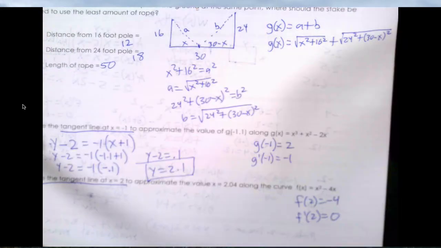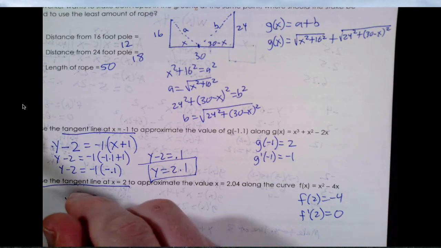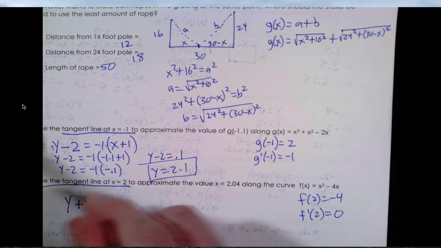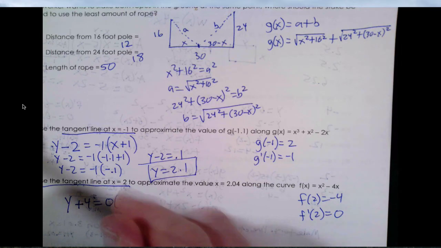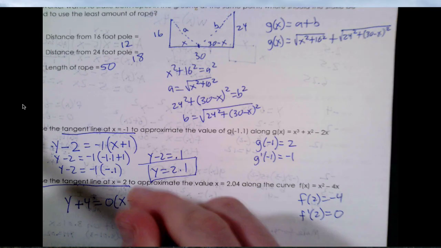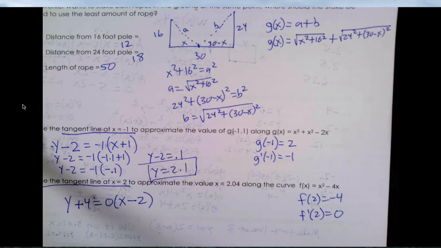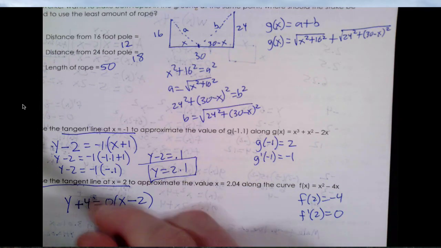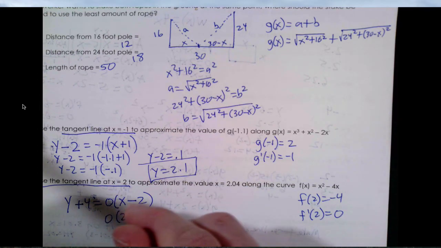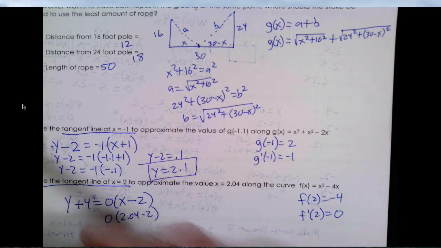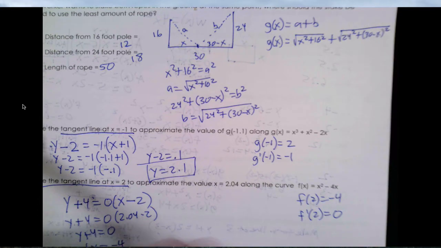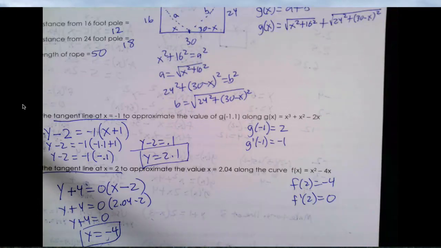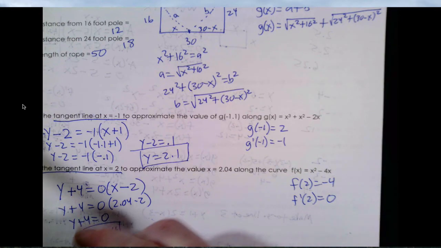All right, let's use it now. Our tangent line would be y minus y, which is -4, equals our slope times x minus 2. Okay, this 0 cancels all that out. So it doesn't matter that we're plugging in 2.04. It's basically going to be 0 times 2.04 minus 2. Whatever this comes out to is still multiplied by 0. So we have y plus 4 equals that. So therefore, our estimate is y equals -4. There we go. Y equals -4.